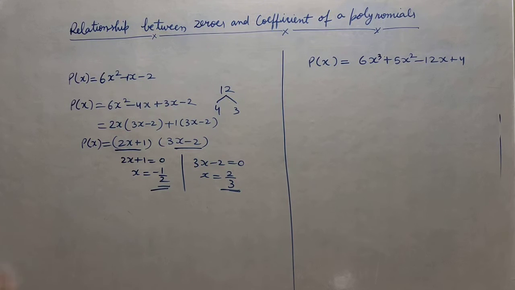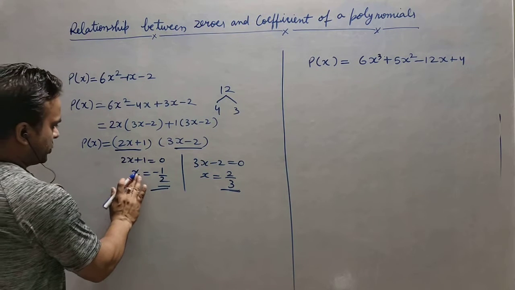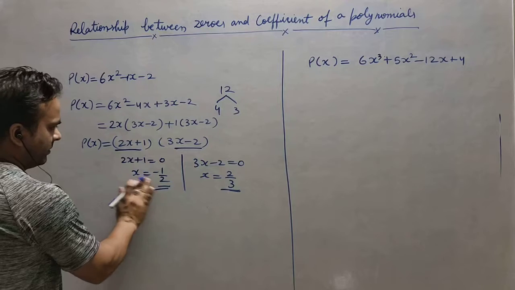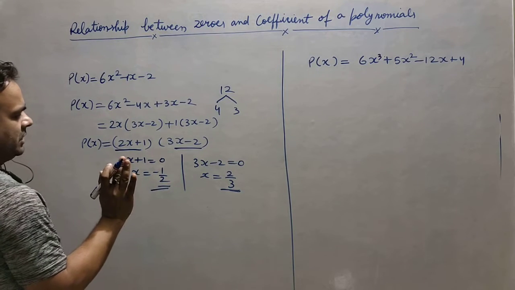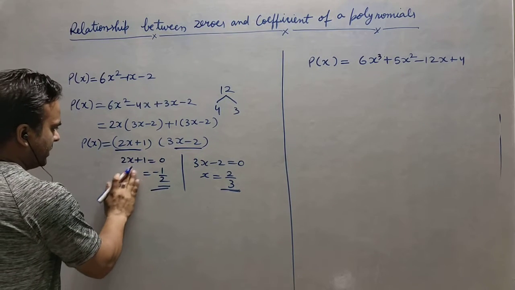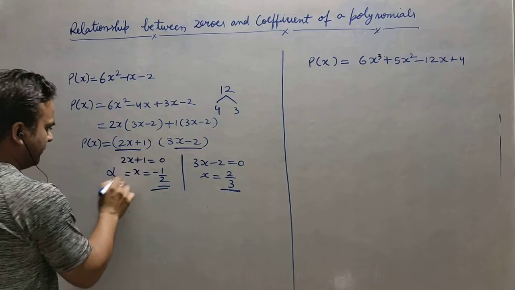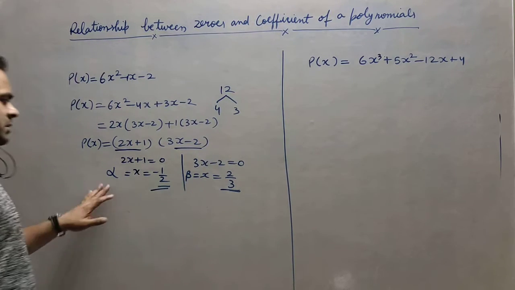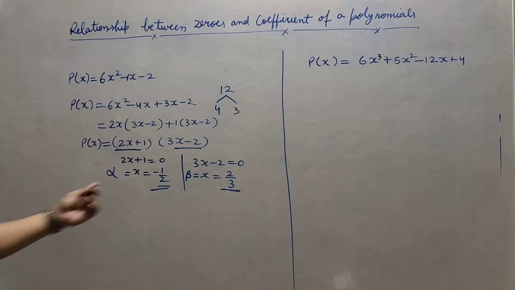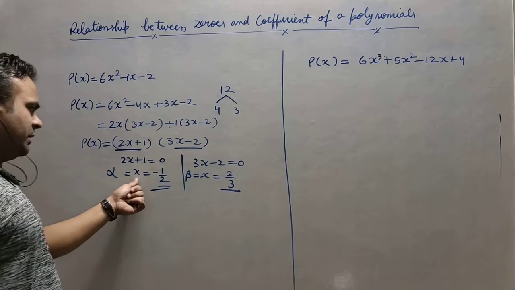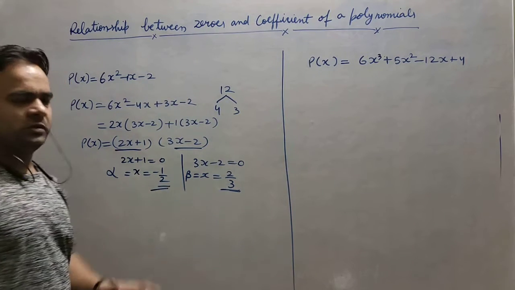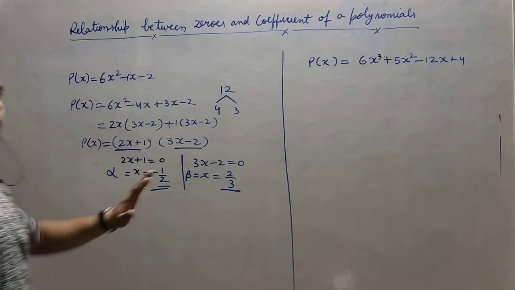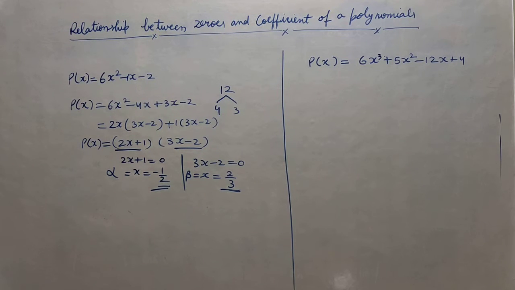Now suppose this root I take by a different name, and this root with another name. Suppose this x is alpha and this is beta, because both are different: the x value is minus 1 upon 2 here, and 2 upon 3 here. Because both values are different, we give different names, alpha and beta. It is very famous for this chapter.